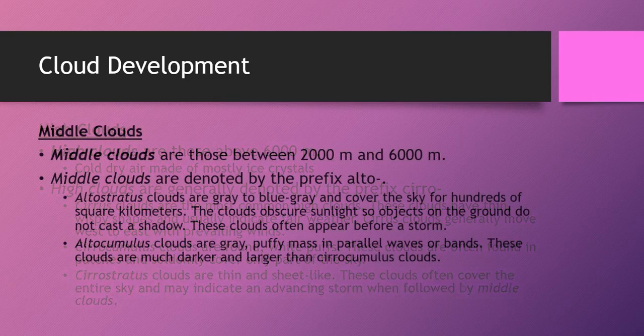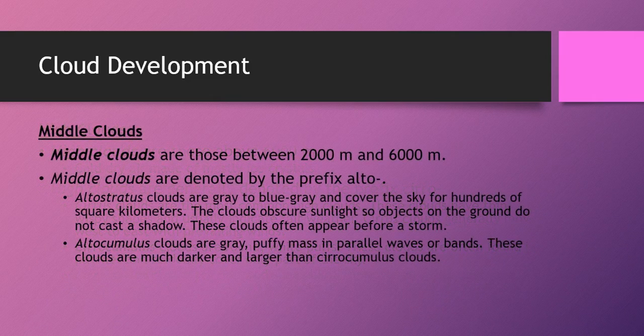Middle clouds are those that are between 2,000 meters and 6,000 meters, so 2 kilometers and 6 kilometers. And these are generally denoted by the prefix alto. Altostratus clouds are gray and blue-gray, and they cover the sky for hundreds of kilometers. They generally obscure the sunlight, so objects on the ground don't really cast a shadow, and they often appear before a storm. Altocumulus clouds are gray puffy masses, and they form in parallel waves or bands. They're much darker and larger than cirrocumulus clouds.